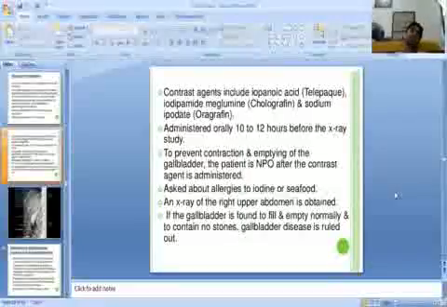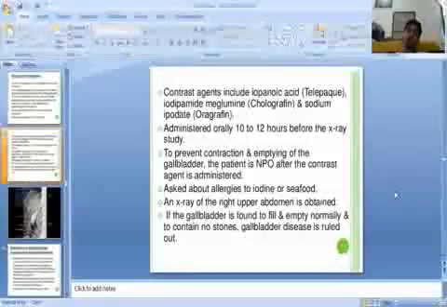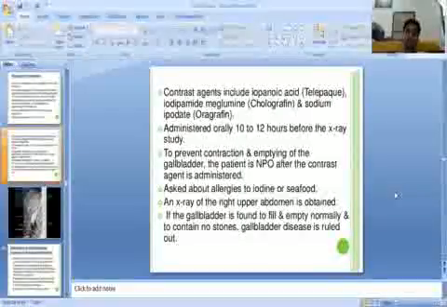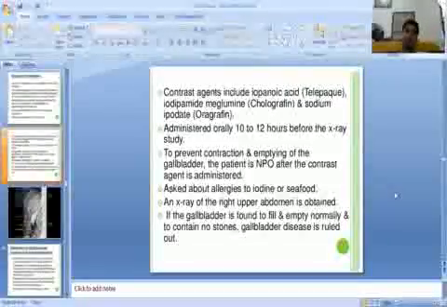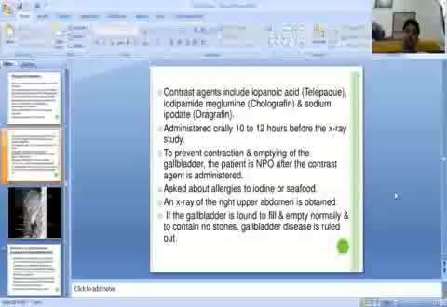To prevent contraction and emptying of the gallbladder, the patient is kept nil by mouth after the contrast agent is administered. The patient is asked about allergies to iodine and seafood. An X-ray of the right upper abdomen is obtained. If the gallbladder is found to fill and empty normally and to contain no stones, gallbladder disease is ruled out.